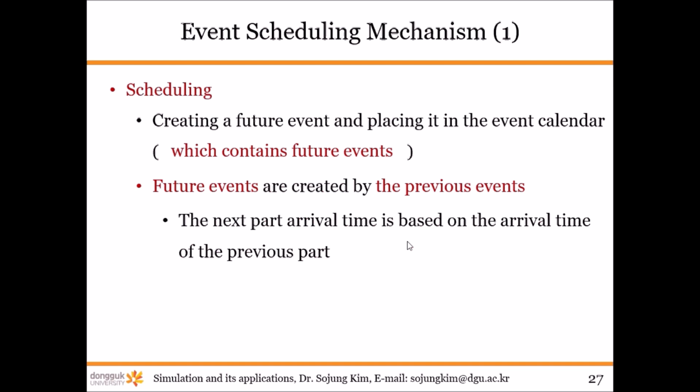And as I mentioned before, by having a departure event, an entity can reserve the server, right? So future events are created by the previous event. In other words, the next part's arrival time is based on the arrival time of the previous part. Can you understand this?